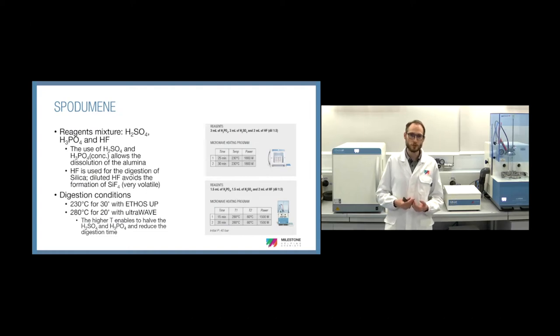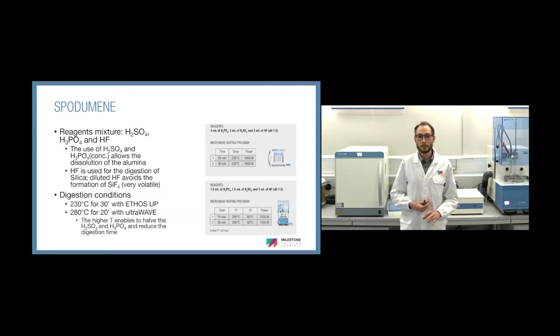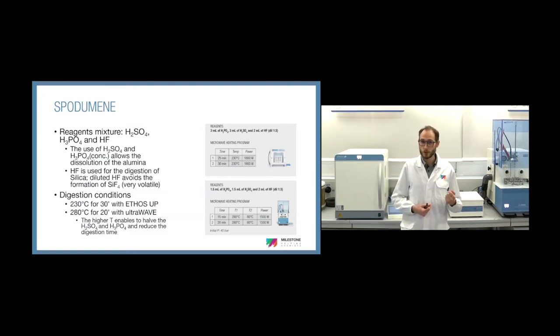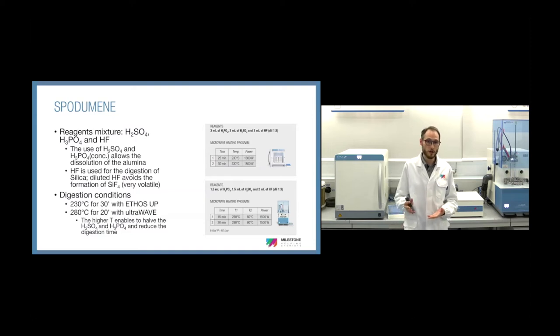Hydrofluoric acid is used for dissolution of silica that is present in the spodumene, but we dilute it and we do not use concentrated acid in order to avoid the formation of silicon fluoride, which is very volatile. So in that way, you can perform the analysis also of silicates. So you can have the full recovery even of volatile elements like silicon.